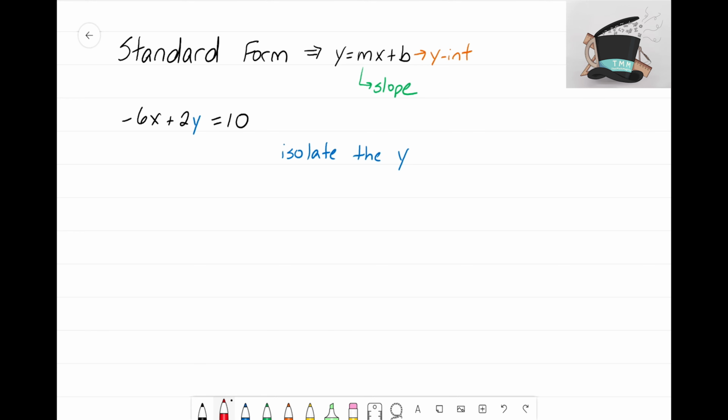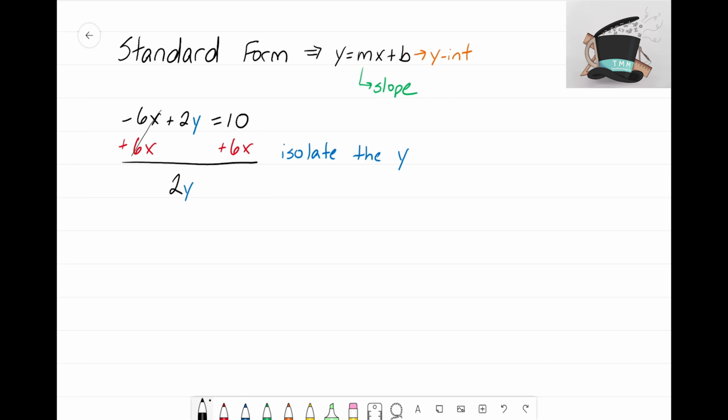So the first step we would want to do is, I see that we have minus 6x here. So what I could do is add 6x on both sides. And when I do that, these 6x's on the left side cancel. So then I'm just left with my 2y.